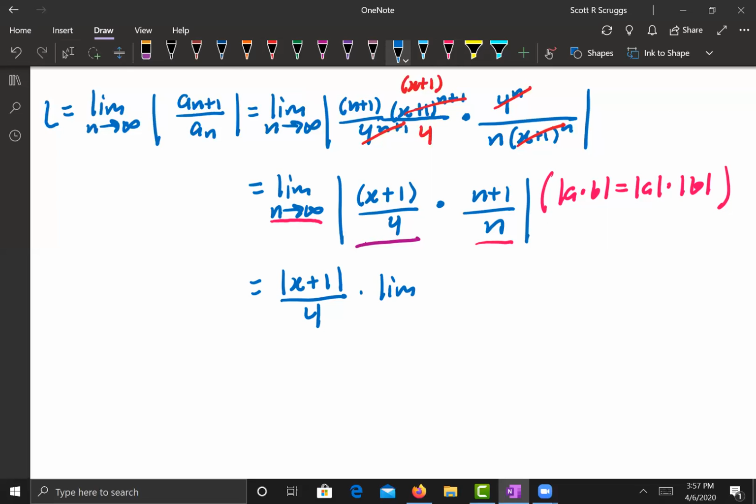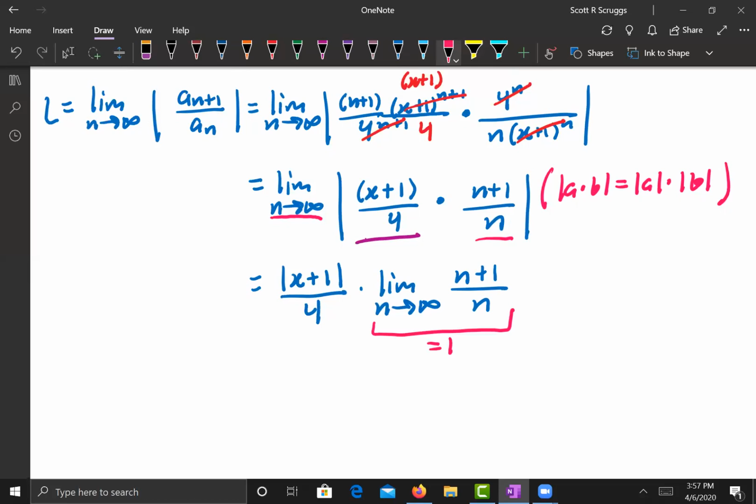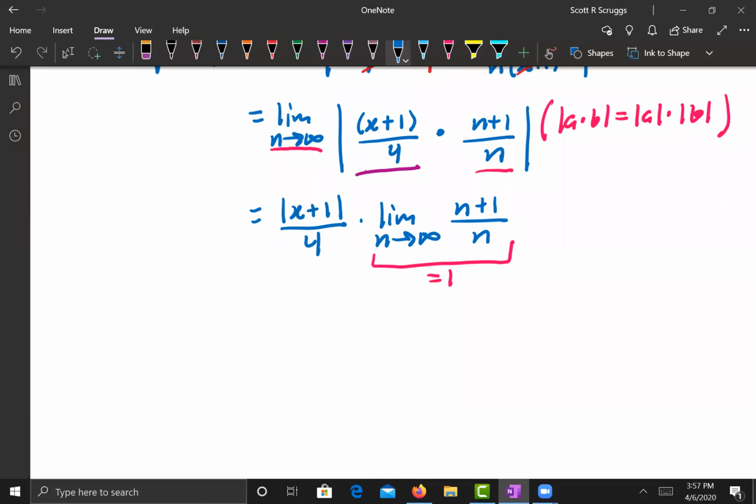Times the limit as n goes to infinity of the absolute value of n plus 1 over n, but because n plus 1 over n is always positive because I started my series at 1, the absolute value is redundant as well. Using our tools from 1060, we could quickly answer that limit equals 1, which means I have the absolute value of x plus 1 over 4.